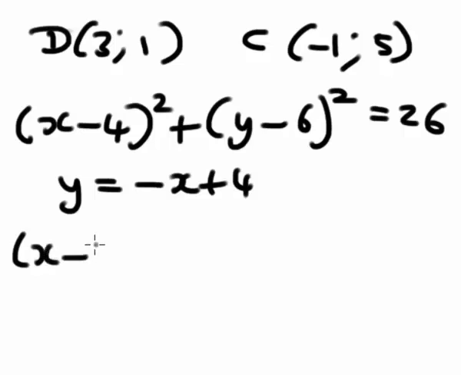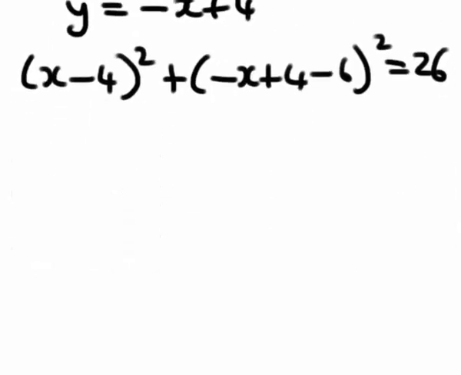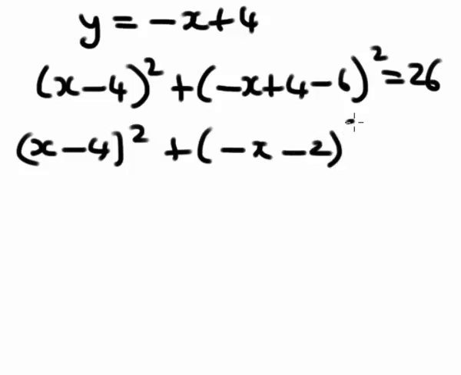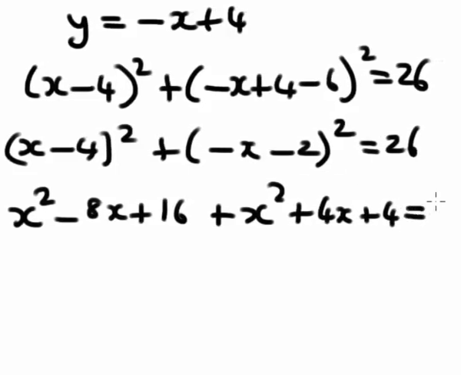Well, let's do simultaneous equations. Plug in the y value over here, minus 6 squared is 26, and let's see if we get the same x values. This is x minus 4 all squared plus negative x minus 2 squared is 26. x squared minus 8x plus 16 plus x squared. Okay, careful now. Minus x times minus 2 is going to be 2x, and then we double, it's 4x, and then minus 2 all squared is 4, and that's 26.